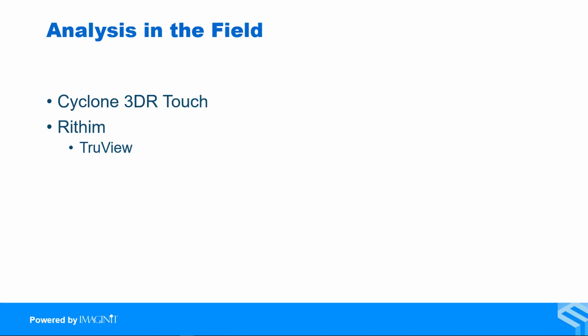If we're looking to get something done on site, we can use a Windows-based tablet and Cyclone 3DR Touch, which has its own interface for Cyclone 3DR so it can easily be used with a touchscreen. Rithm with TrueView can also be used while on site without processing the data from an RTC 360. Let's complete a few of these workflows using the software.